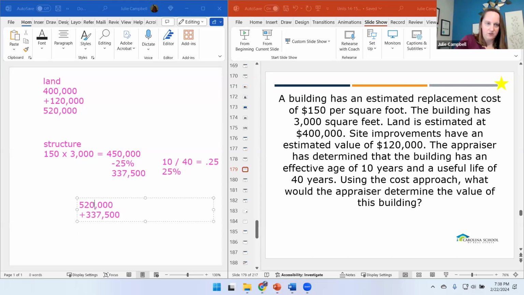Whoops. Sorry. So this building today would be 857,500. Again, back it up, big picture. Put value on the land. It's more important to me that you guys understand the concept of this than it is the math. But we put value on the land. We put value on the structure, taking into account the effective age. They didn't tell us depreciation, so I have nothing to depreciate. And then we just add the land and the structure together. So the appraiser would determine using the cost approach that this property is worth 857,500. Questions?